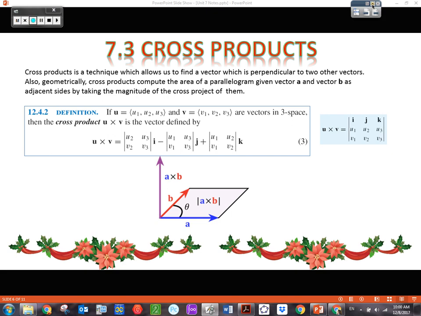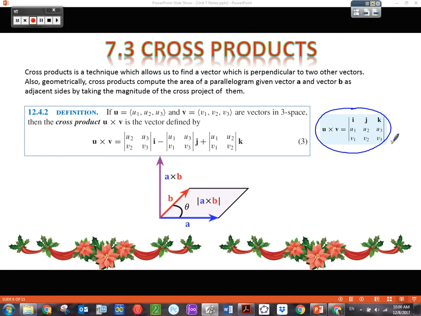Perhaps you remember from Algebra 2, perhaps you don't, matrices and determinants. So this is a determinant, this U cross V. And this is how we set up our cross product. In the top row, it would just be the vectors I, J, and K. And then underneath them, you would write the vector components of vector U in order and the vector components of vector V in order. And that's how we're going to set up the 3x3.